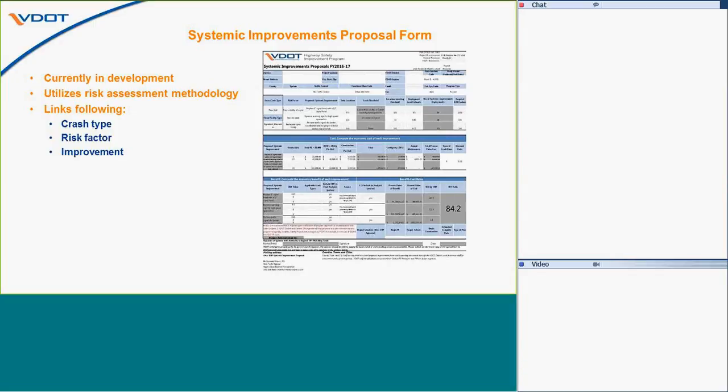This is still in development. It uses the risk methodology that I talked briefly about, where you're looking at the common risk factors in crashes that are dispersed through an area. And they could also be used on areas that could potentially be corridors as well. But the whole idea of the systemic process is you're linking the crash type to a risk factor that's being dispersed through an area, and linking that then to an improvement that would determine the benefit cost ratio of the systemic approach.